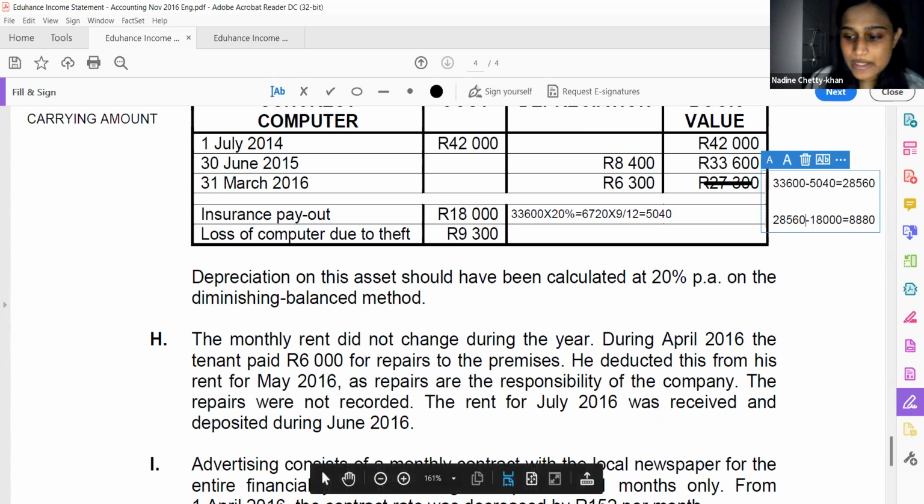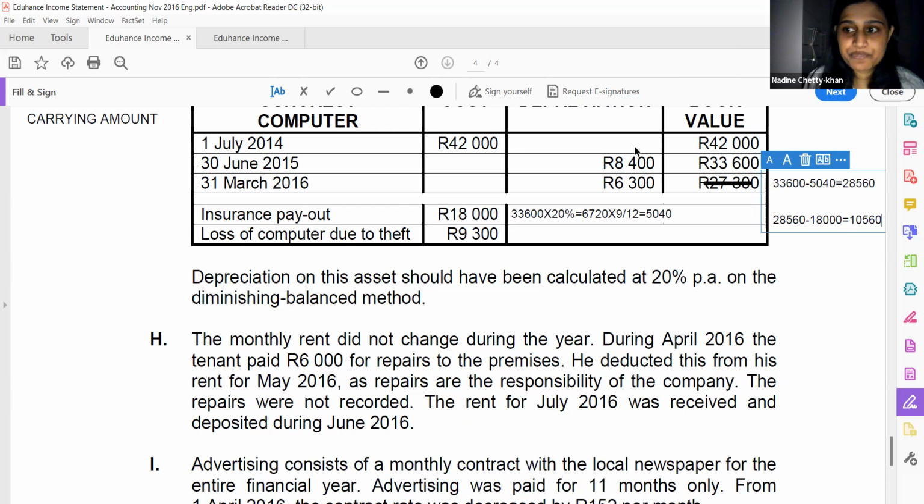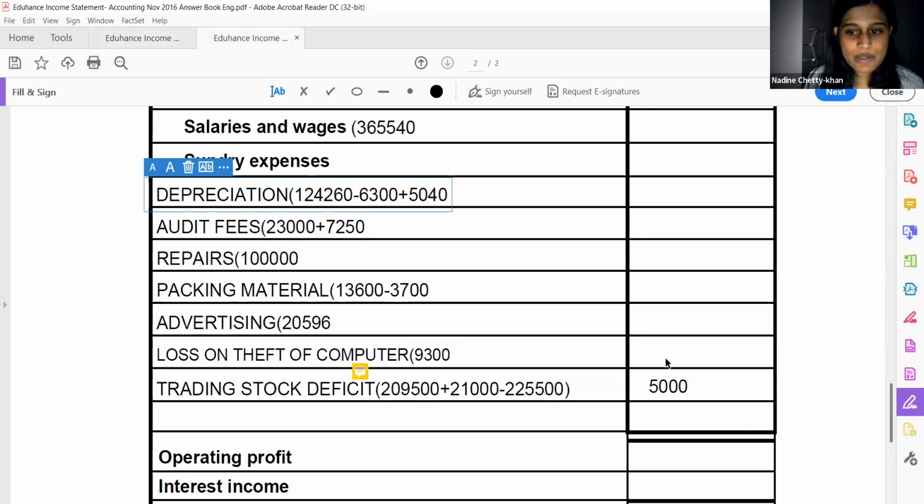so let's do that quickly. Our new loss is actually even greater. It's 10,560. Okay. So our total loss in the final column must be 10,560.